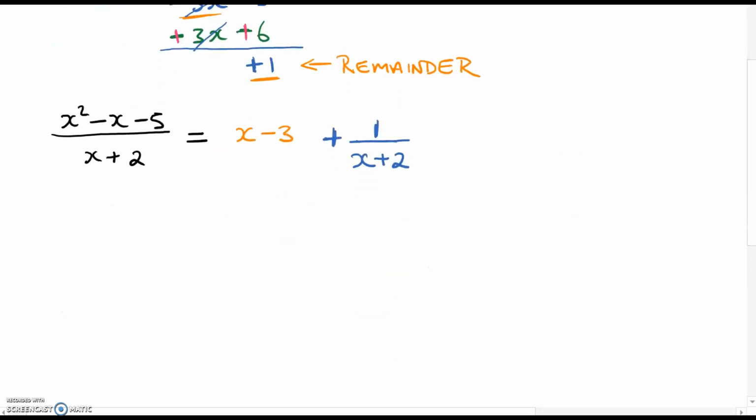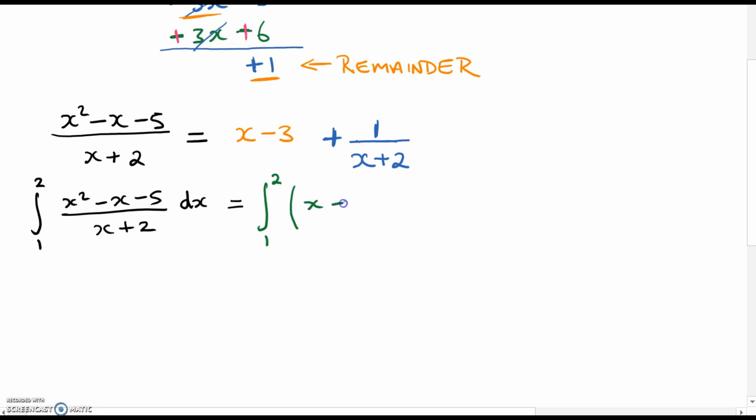Okay, so if we want to integrate this between 1 and 2, let's see how we would do that. So the integral from 1 to 2 of x squared minus x minus 5 over x plus 2 dx is going to be equal to the integral from 1 to 2. So if you integrate one side, you have to integrate the other side, of x minus 3 plus 1 over x plus 2 dx.